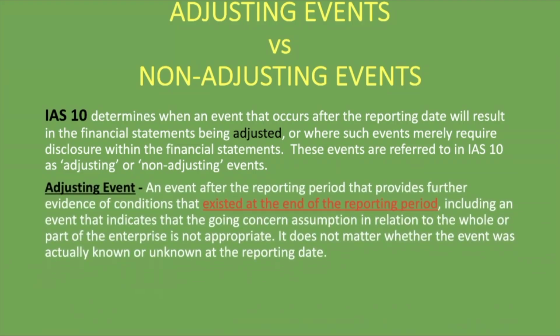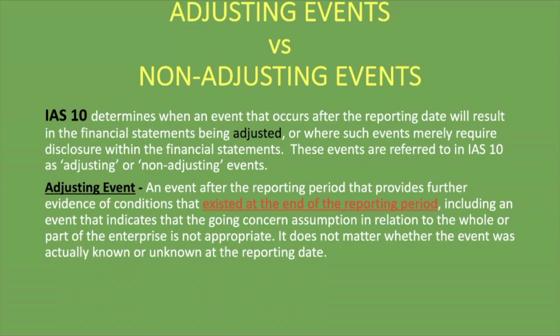An adjusting event is an event after the reporting period that provides further evidence of conditions that existed at the end of the reporting period or at the end of the financial period, including an event that indicates that the going concern assumption in relation to the whole or part of the enterprise is not appropriate. It does not matter whether the event was actually known or unknown at the reporting date.